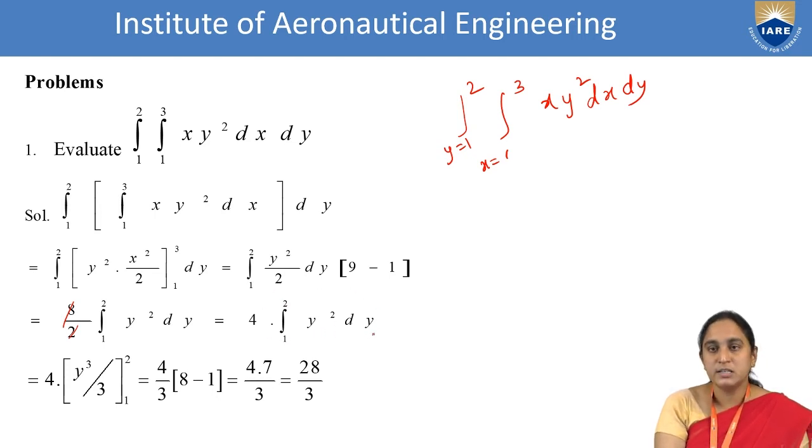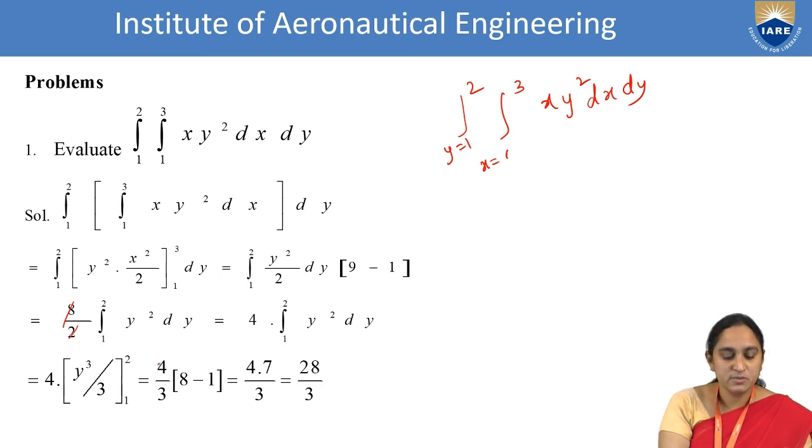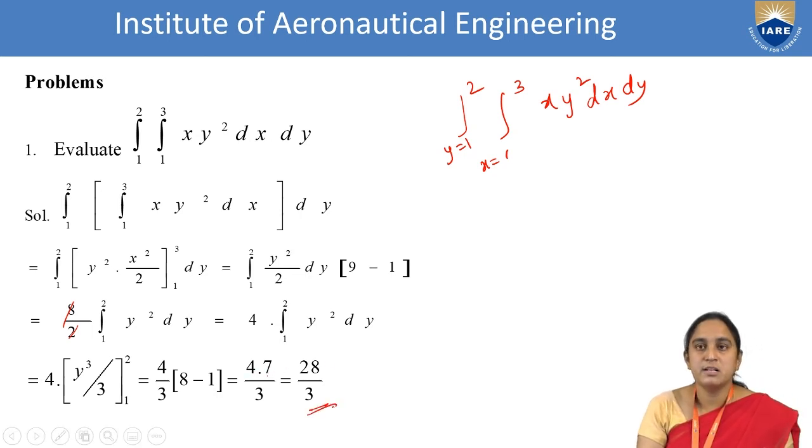Now it will convert each and every term in terms of y. Now I'll integrate with respect to y. That is 4 into the integration of y square, which is y cube by 3, limits are 1 to 2. That is 4 by 3 into, after substituting the upper limit in y, that is 2 cube. 2 cube means 8, minus 1 cube means 1. That is 4 by 3 into 8 minus 1. Okay, 8 minus 1 is 7. 4 7s are 28 by 3. This is the final answer.